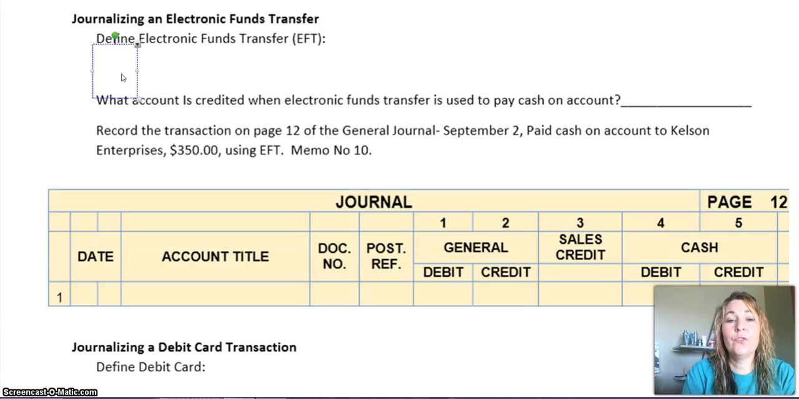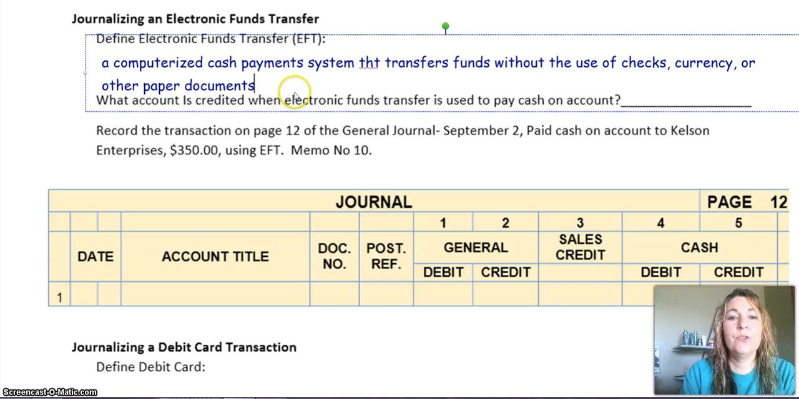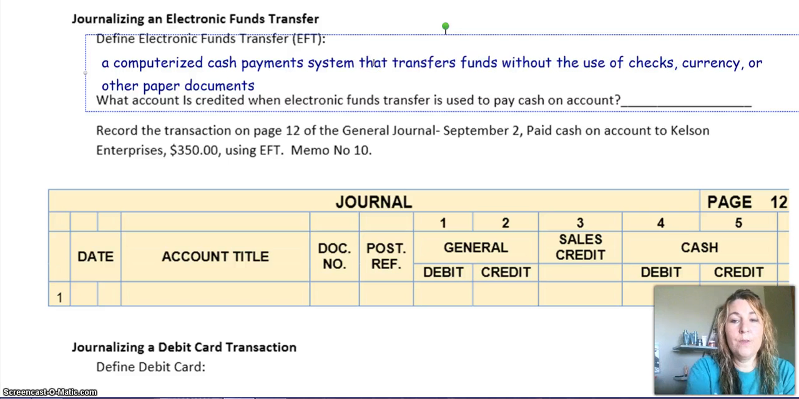An electronic fund transfer is basically when you transfer money electronically. Many times this is done on the computer, or you can call on the phone to do this. The definition on page 131 of your book is a computerized cash payment system that transfers funds without the use of checks, currency, or other paper documents. Basically, you're doing it electronically.